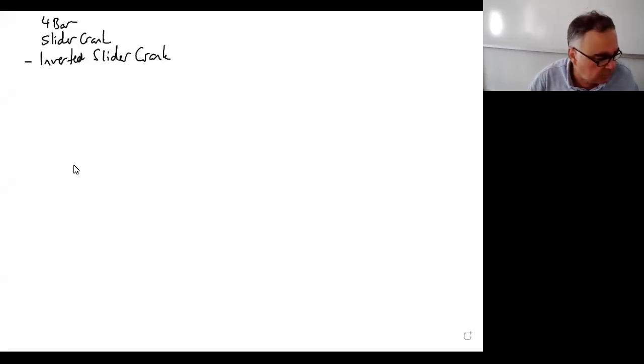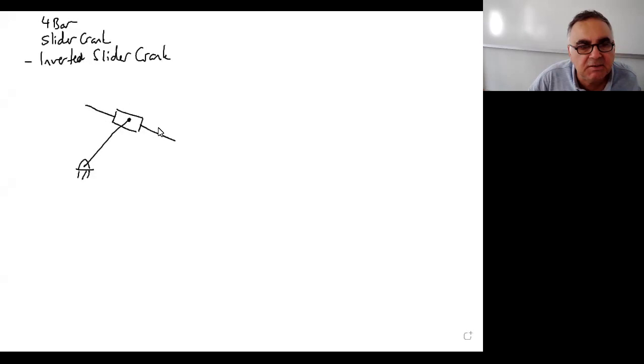So a little bit more complicated slider, inverted slider crank, is the following. You have a crank, connected to it is a slider like this one. Now, the slider slides on a rigid link like this. The slider slides inside this link, but this link has a rigid connection like this one.